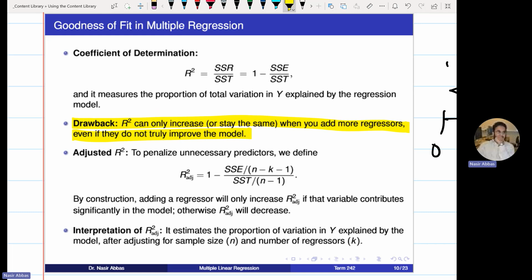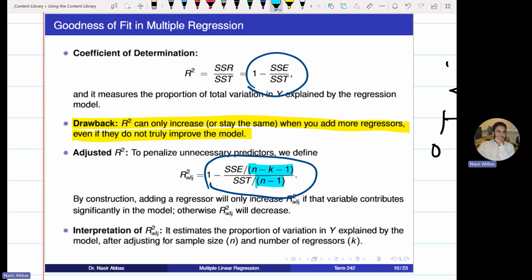What are the adjustments? We divide SSE and SST by their respective degrees of freedom. Look at this formula and look at this formula. They are similar. Are they? 1 minus SSE over SST. The only difference is, what did we do? We adjusted SSE, we divided it by its degree of freedom, and we adjusted SST, we divided it by its degree of freedom. That's the only difference. So we are adjusting. What is the adjustment based on? The adjustment is based on N and K, correct? The adjustment is based on N and K, sample size and number of features.